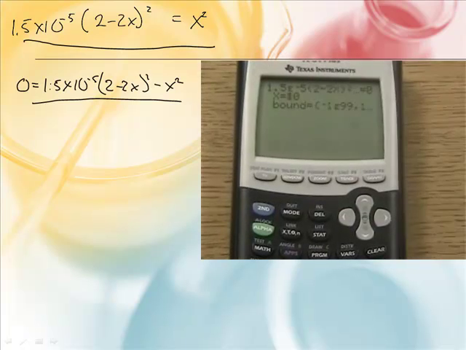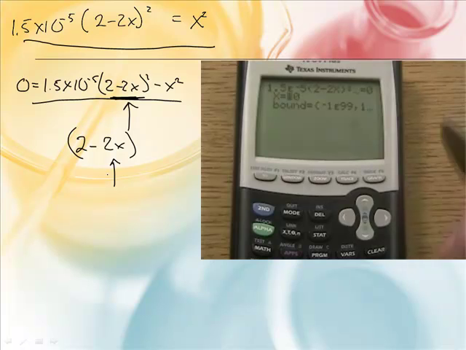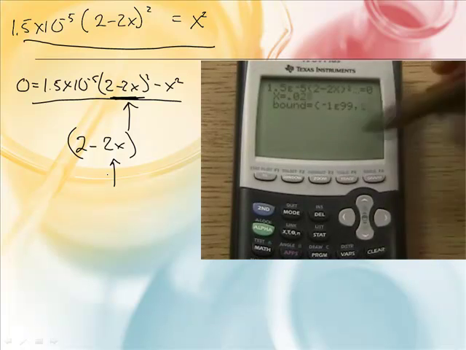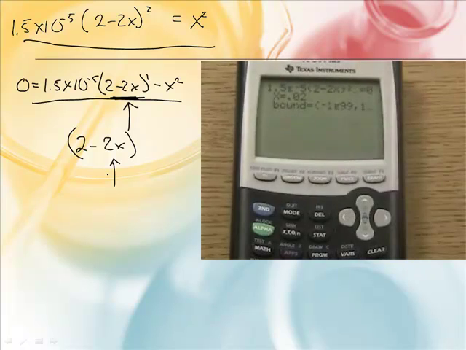If I look back on the screen, there's a bound for x. 2 minus 2x can never be less than 0. I mean, it can in the real world, but in the mathematical world, concentration can't be negative. You can't have a negative concentration. I always use 1% of my initial value. We started with 2 molar, so I always do 1% of that, so 0.02. And now I actually want to push the solve button.